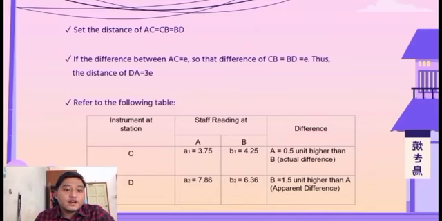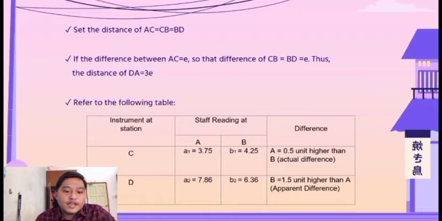Set the distances AC, CB, BD. If the distance AC equals E, the distance CB equals E and BD equals E, thus the distance DA is 3E. Refer to the following table. Instrument at stations C, D.